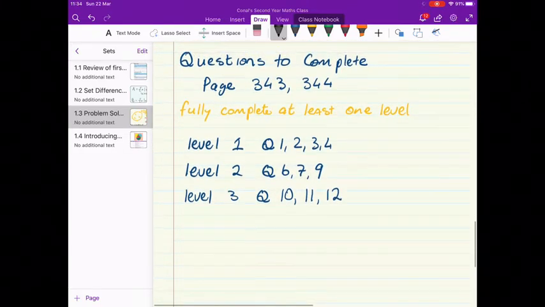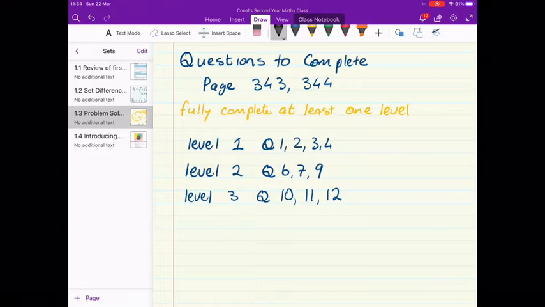Now, for questions for you guys to complete, they are on page 343 and 344 of your EGCO book. And these are the 3 levels I've set out. Questions 1, 2, 3, and 4, absolutely everyone should be able to do. Level 2 are a little bit trickier.